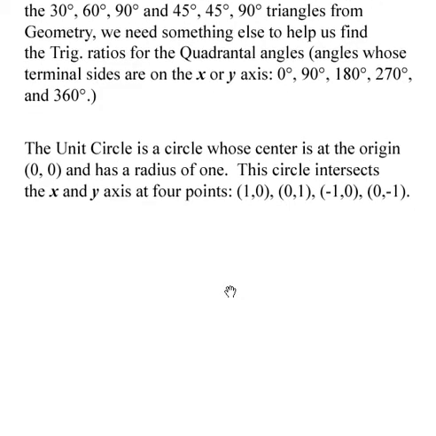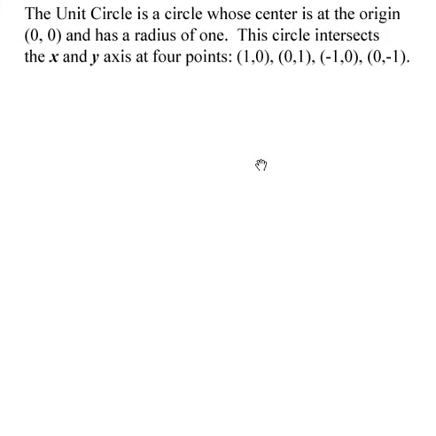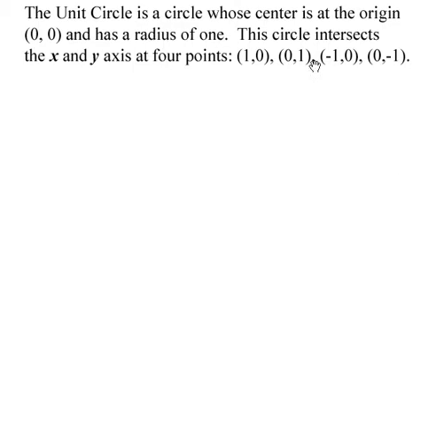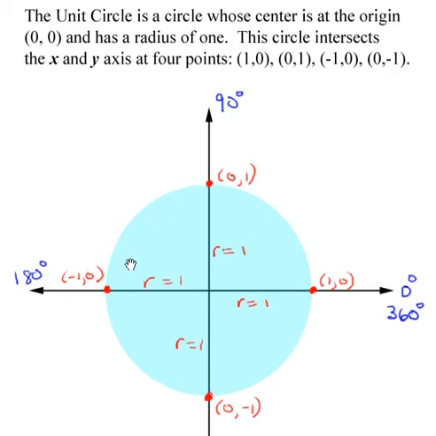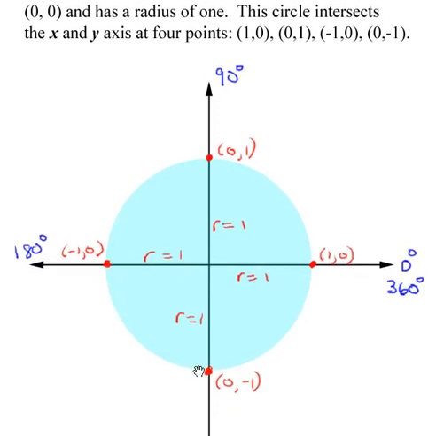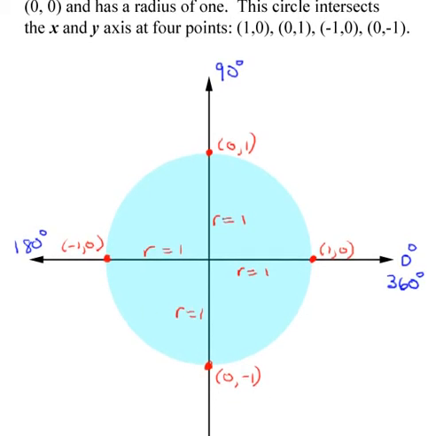To assist us in that process, we use something called a unit circle. A unit circle is a circle whose center is at the origin of the x and y axis, which is 0, 0. It's called a unit circle because the radius is 1 unit. So let's take a look at that. That circle intersects the x-axis and the y-axis at these 4 points: the point 1, 0, the point 0, 1, the point -1, 0, and the point 0, -1.